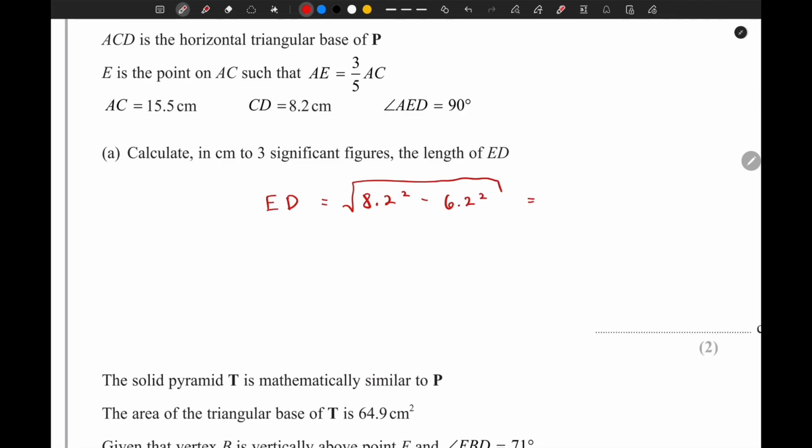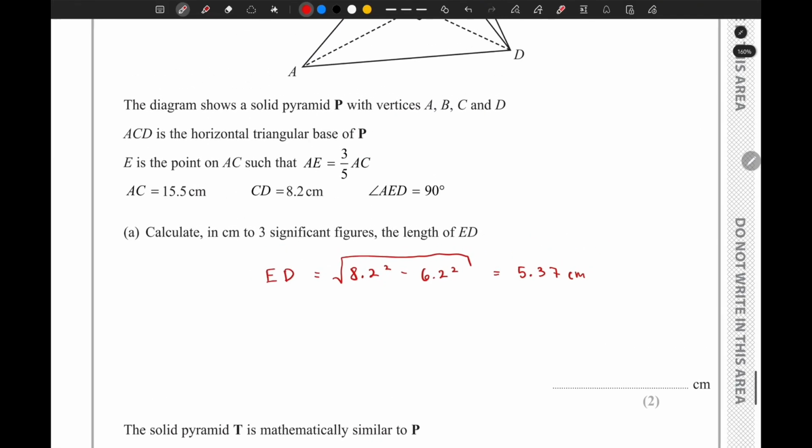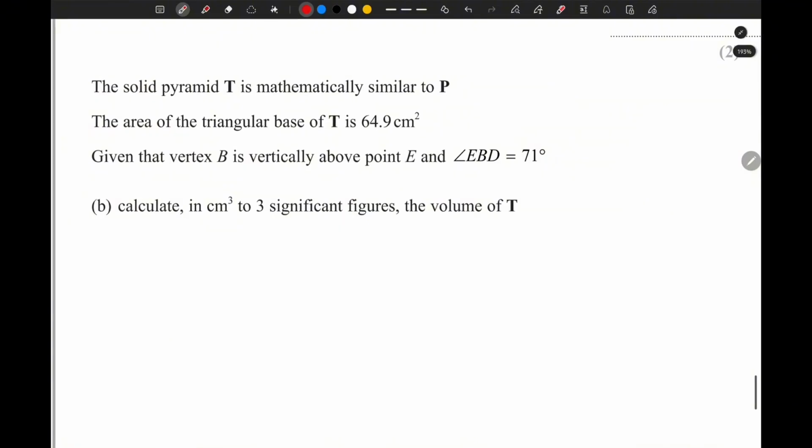So this is equal to around 5.37 centimeters. So that is the answer to the first part. Now moving on to the next part.